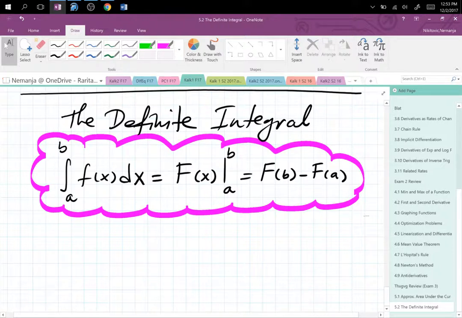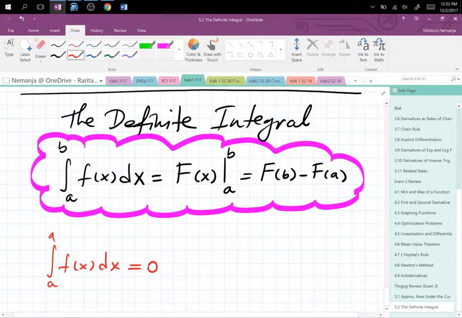Now we have to be careful because the definite integral doesn't give us exactly area under the curve every time. It gives us the net area. And we have to be very careful about that. So there are some properties that are really cool. For instance, a property: the integral from a to a of f of x dx is 0.